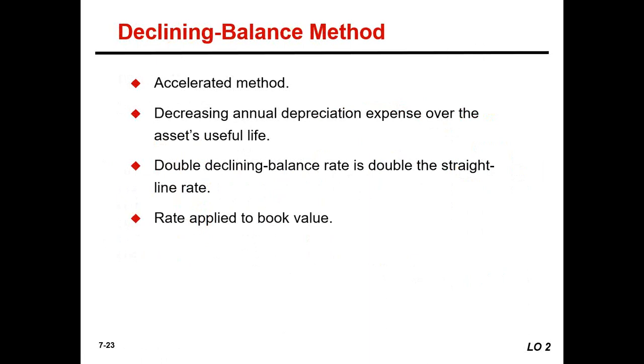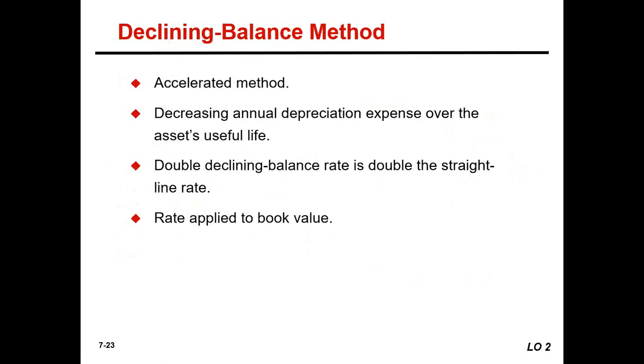Declining balance method is an accelerated means of depreciation. What does that mean? Well, with our straight line, we took the same amount of depreciation year after year after year. Accelerated depreciation takes a larger amount of depreciation in the beginning years and then smaller amounts as the years go on.